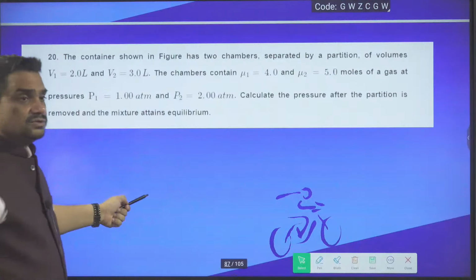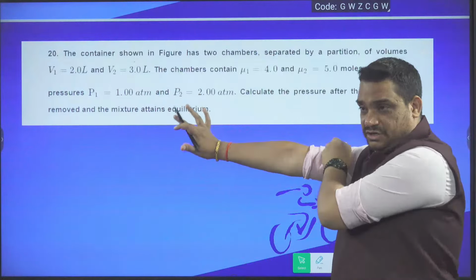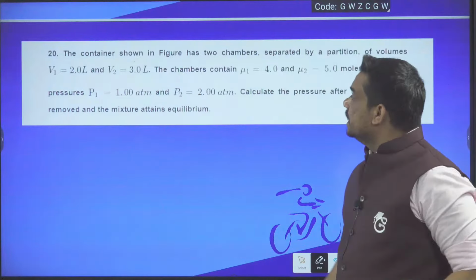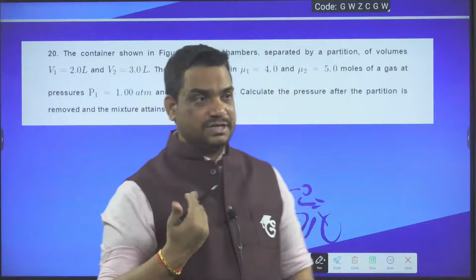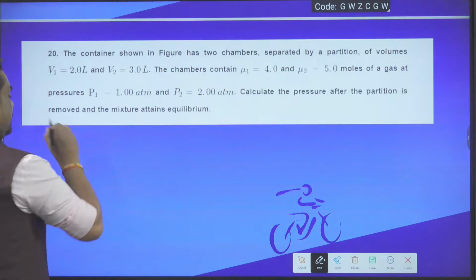This is again an exemplar question. These were the exemplar questions. Last year, the same question was there. This is the last year question. As it is, the container shown in the figure has two chambers. They didn't give the diagram. The diagram is not needed anyway. You know, energy will remain the same.